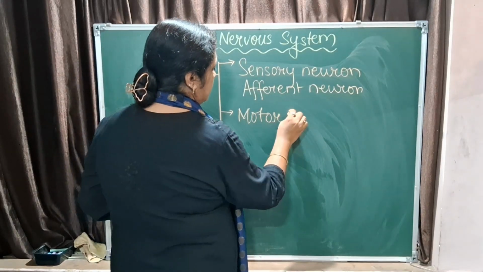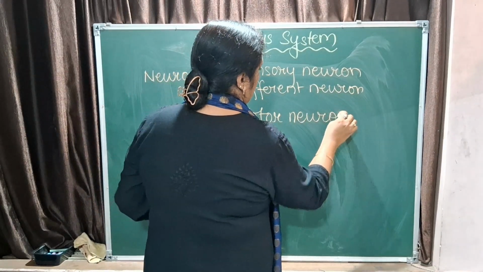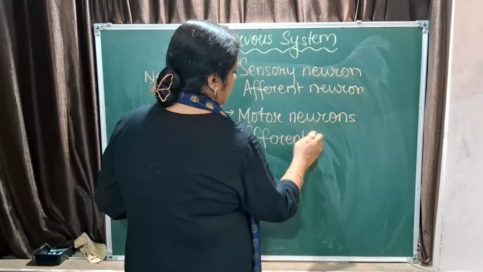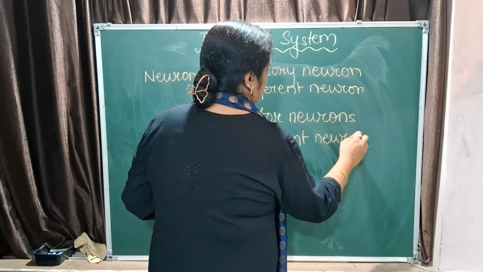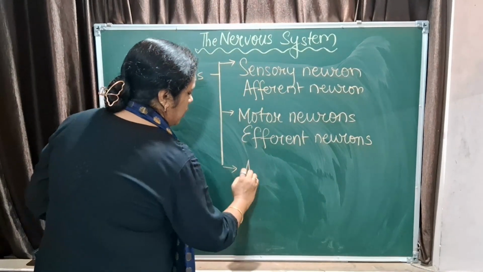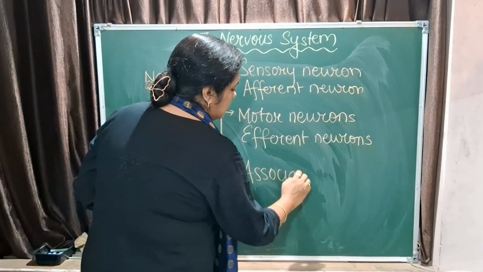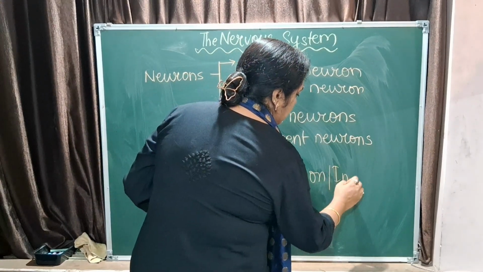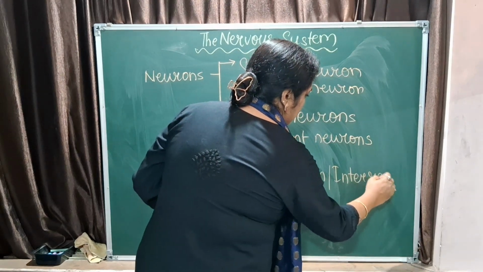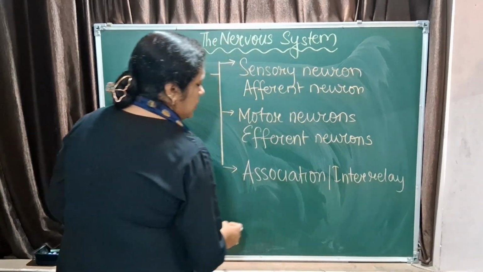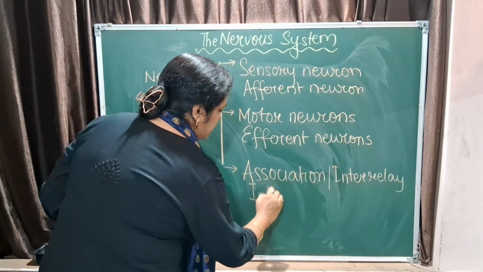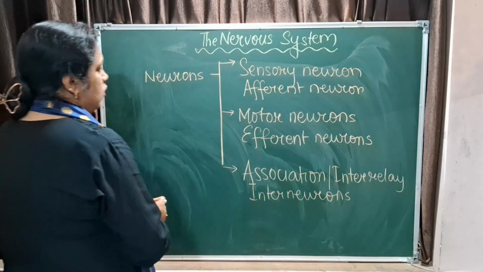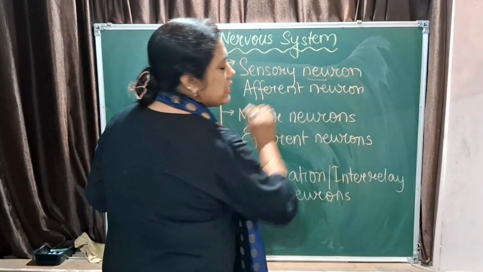Then you have motor neurons. Motor neurons are also called efferent neurons. And the last one is your association neuron. This is present in your CNS. Association, or you can say interrelay neurons, interneurons. These are the words used for association neurons. Now neurons are single cells.